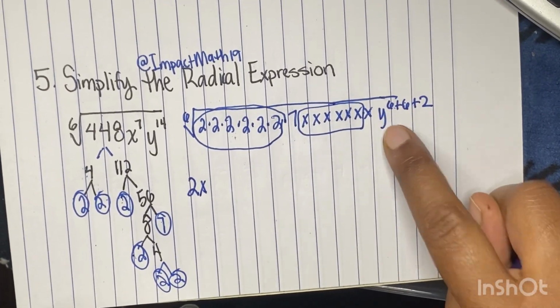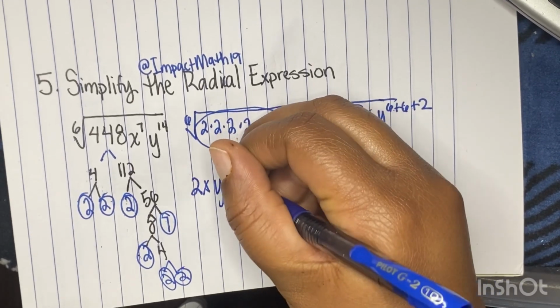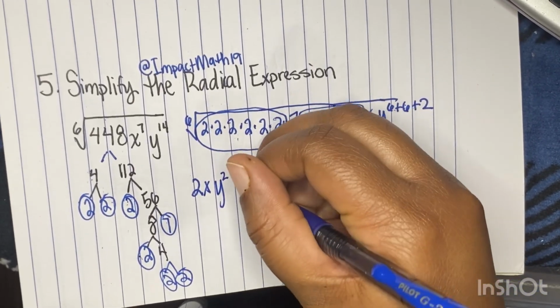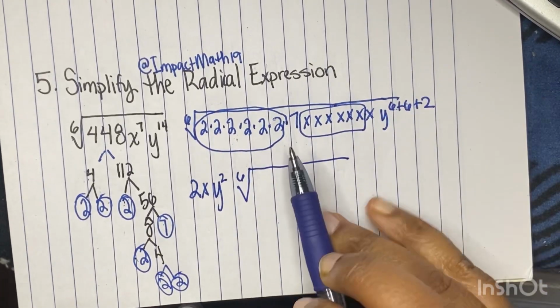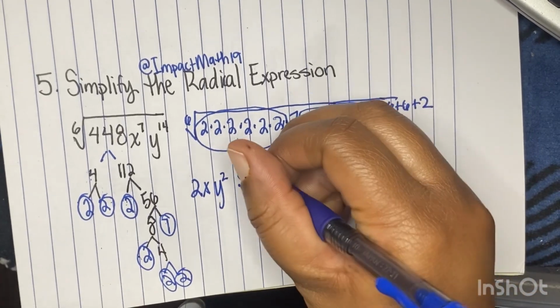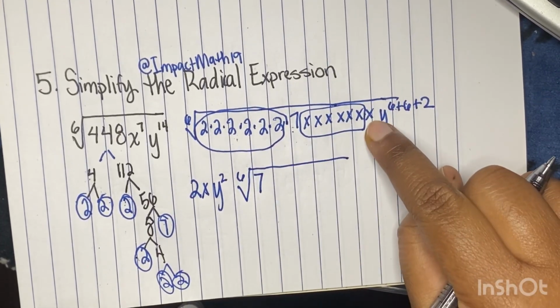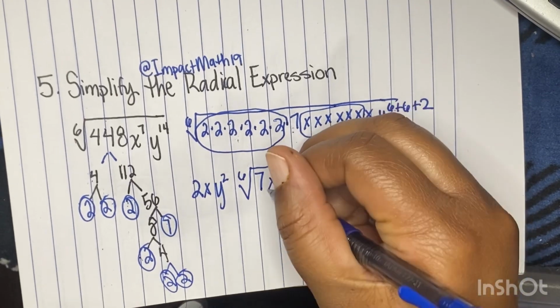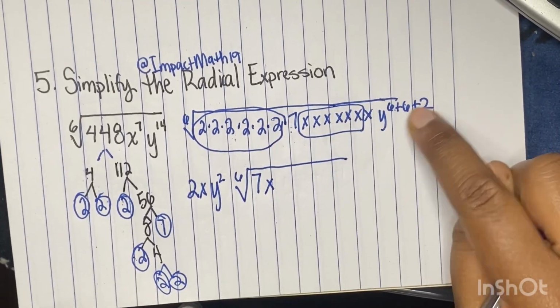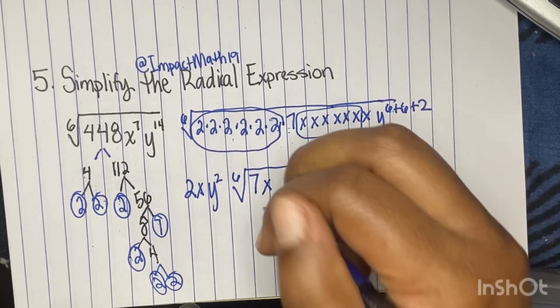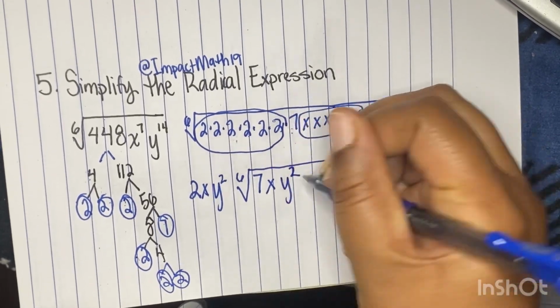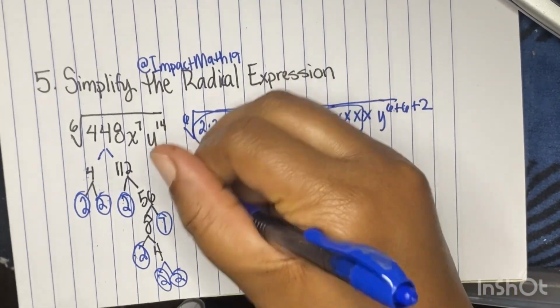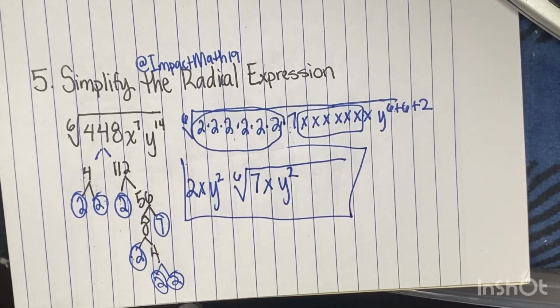2 y's are going to come out, y to the second. And then what has to stay underneath the radical 6 is a 7. And then we have 1 extra x. And we have 2 extra y's, so y to the second. And this right here is our beautiful answer.